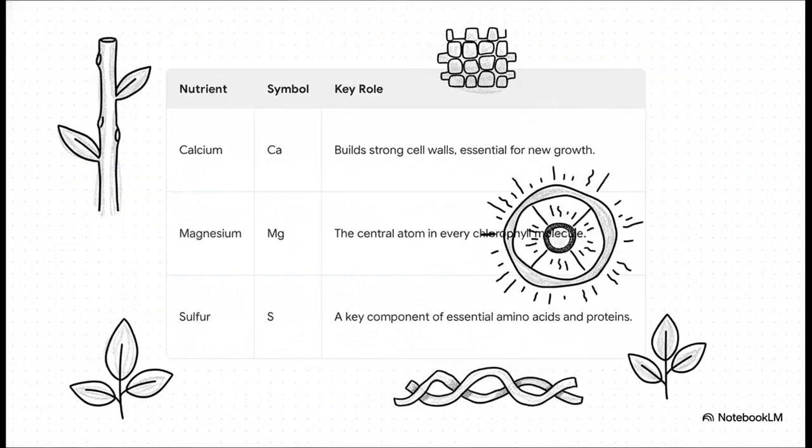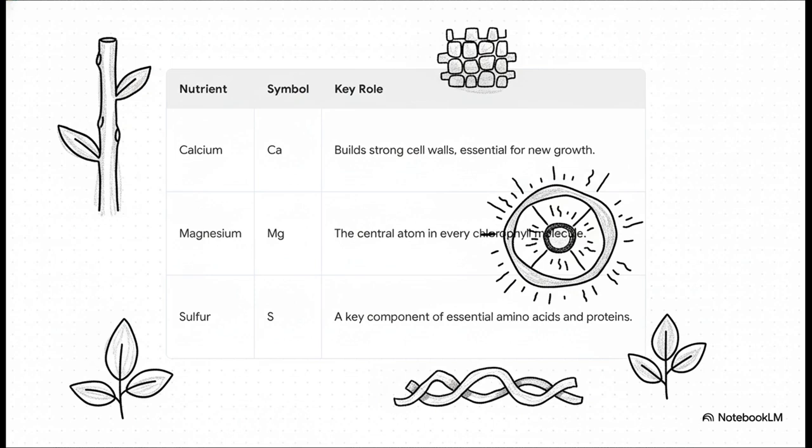Then you have the secondary nutrients. Yeah, they're needed in smaller amounts, but they are just as vital. Calcium is basically the plant skeleton. It builds strong cell walls. Magnesium, get this, is the central atom in every single molecule of chlorophyll. No magnesium, no green, no photosynthesis.